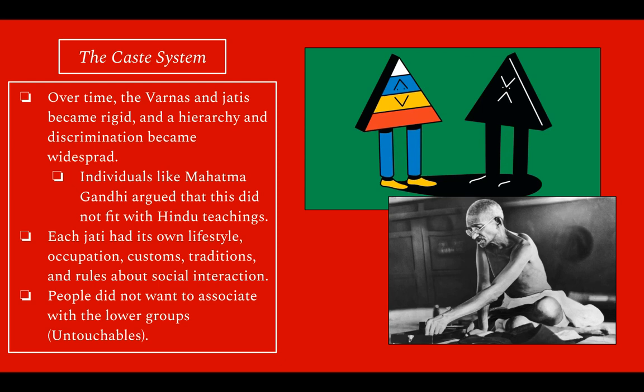Each jati, or again, job or occupation, had its own lifestyle, occupation, customs, traditions, and rules about social interaction. So maybe within your jati, you weren't allowed to talk to or interact with, or definitely marry those within other jatis. And again, at the bottom, there were people that others did not want to associate with, the lower groups, right? The Dalits mentioned in the previous slide, or the untouchables.